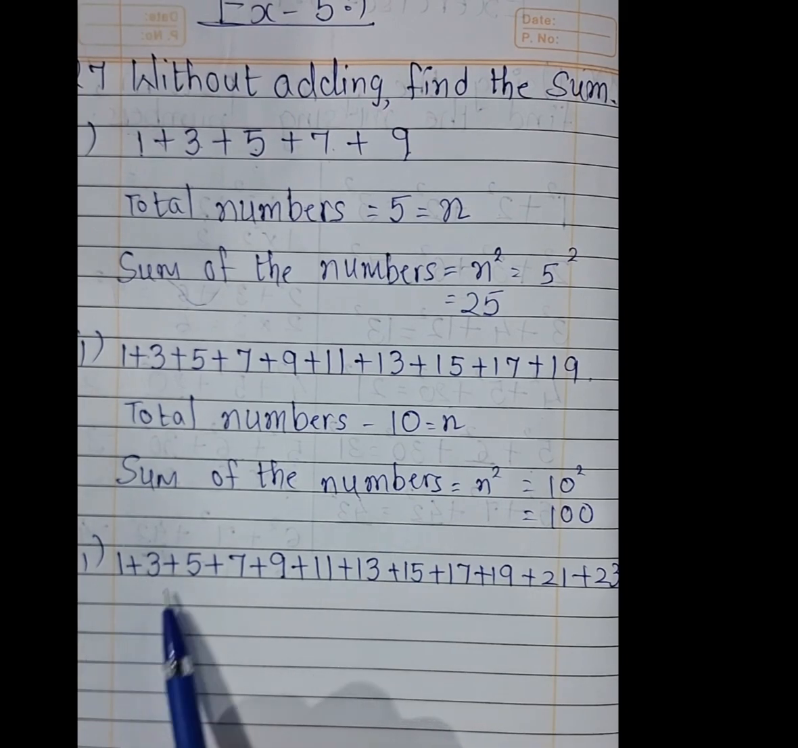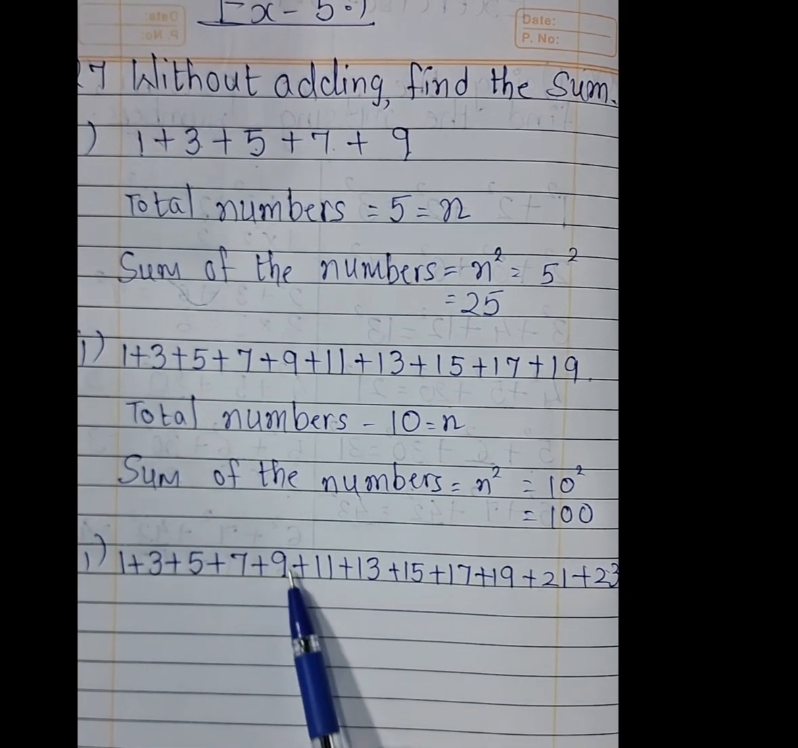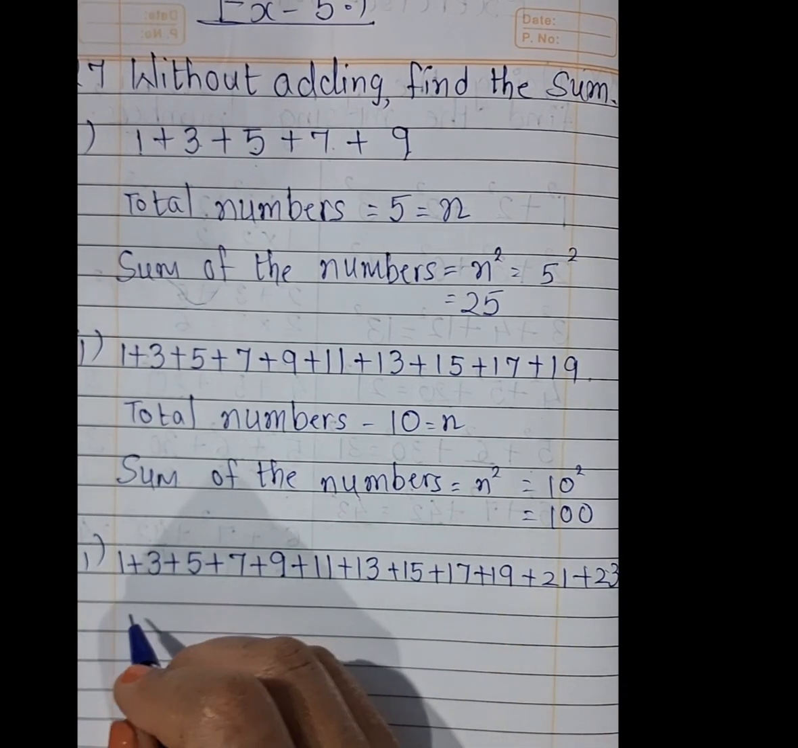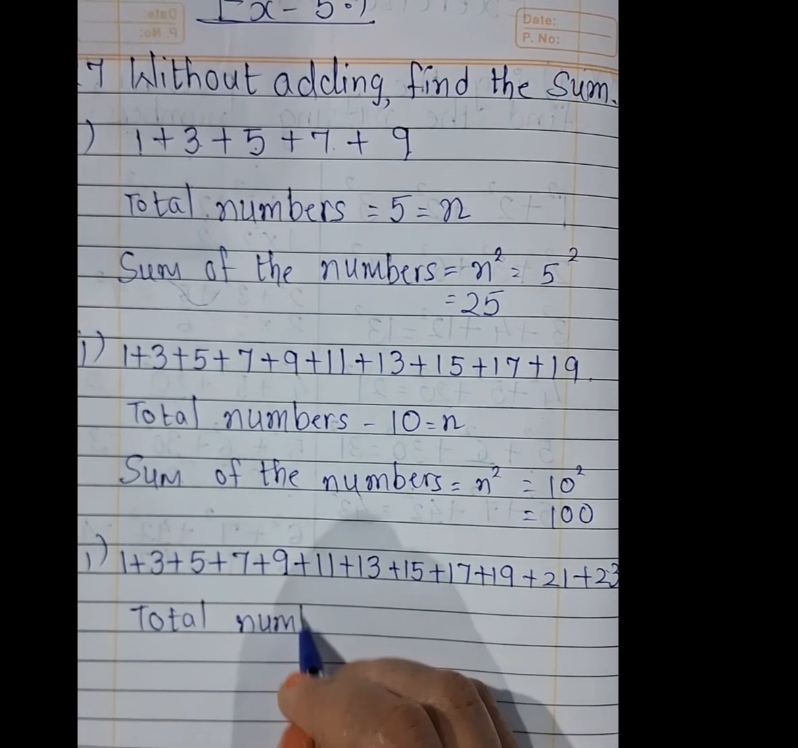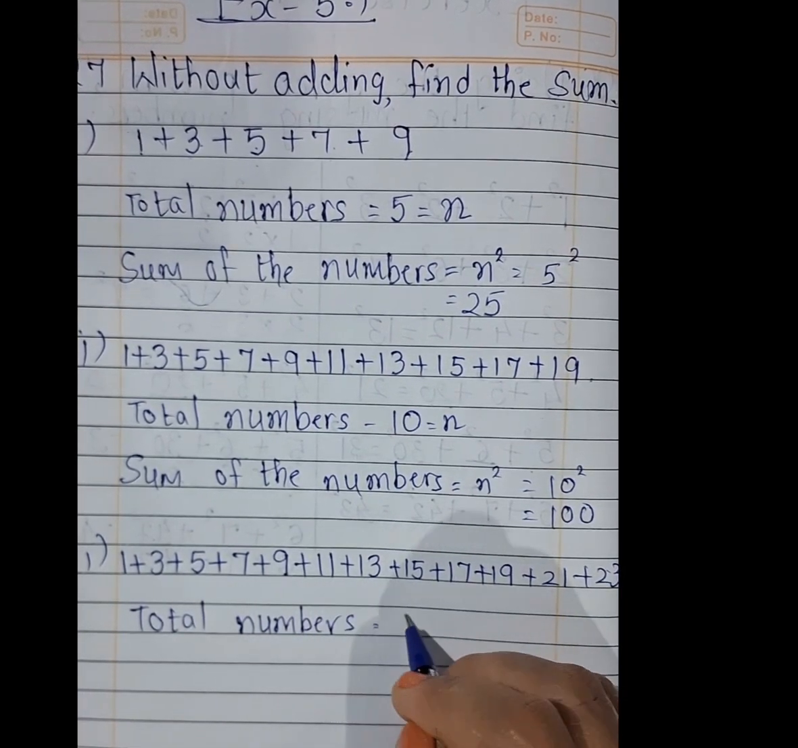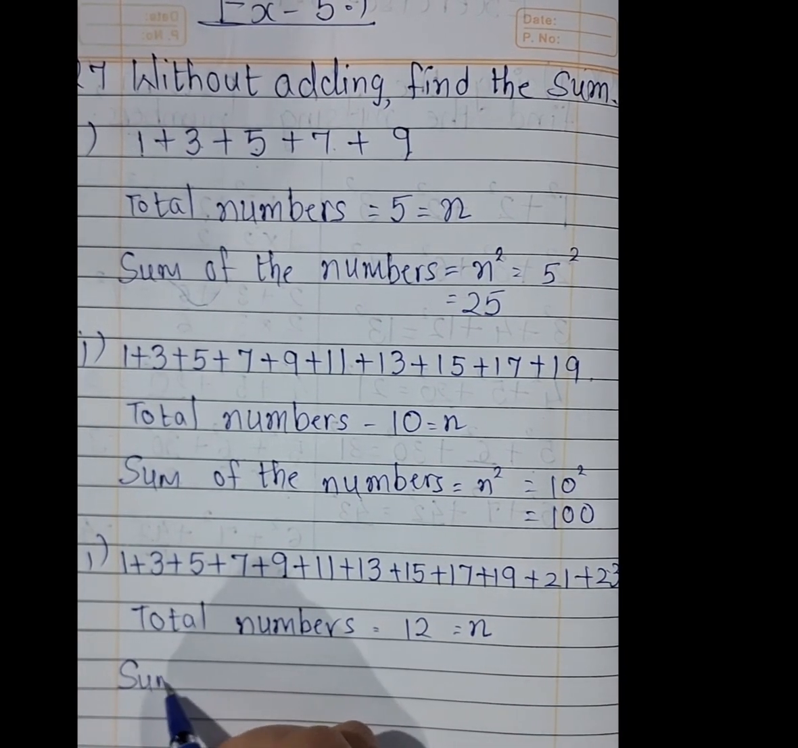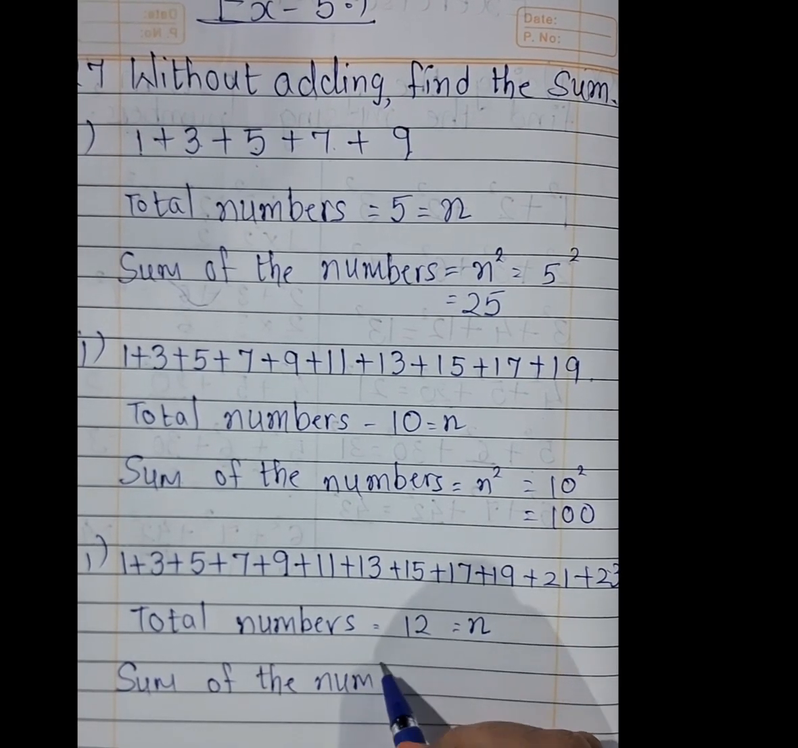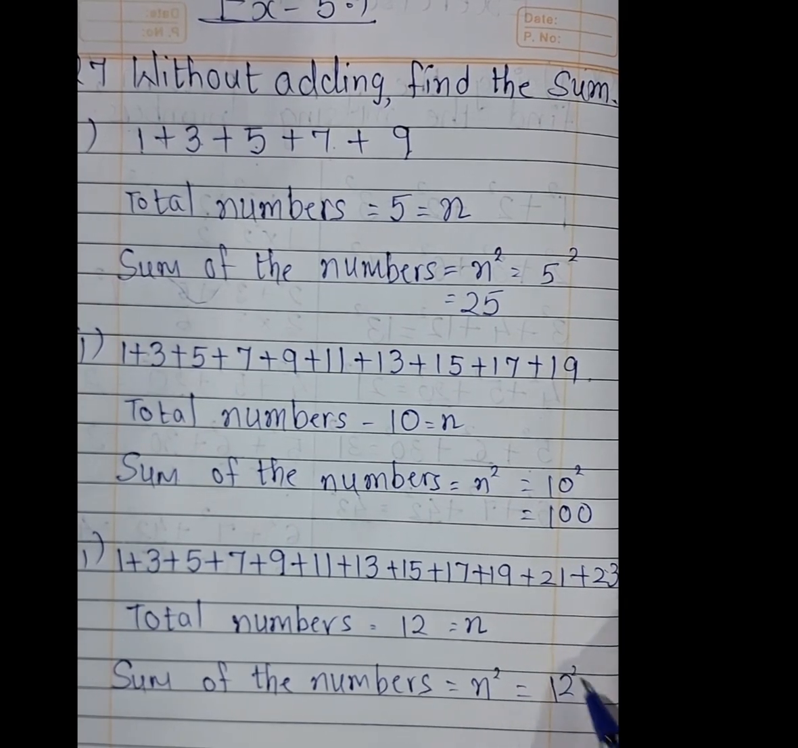Now moving on to the next one, let us see how many numbers are there. 1 2 3 4 5 6 7 8 9 10 11 12. So total numbers are 12, that is n is equal to 12. Sum of the numbers is equal to n square is equal to 12 square is equal to 144.